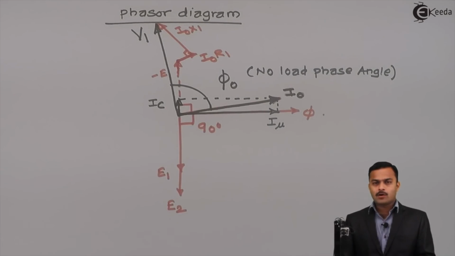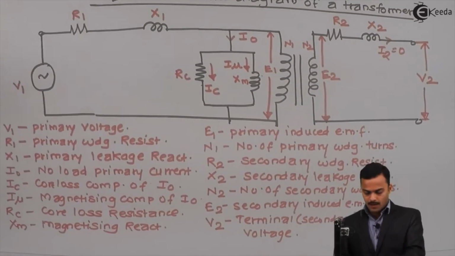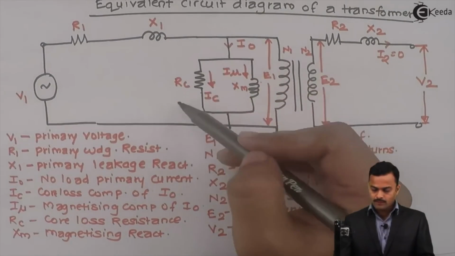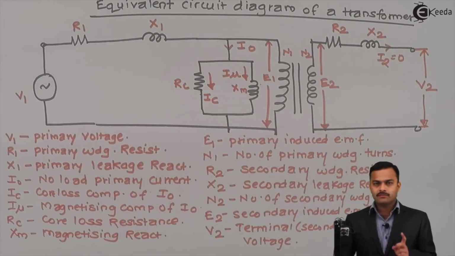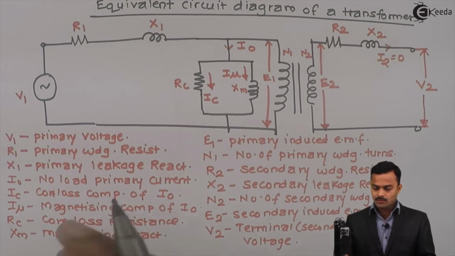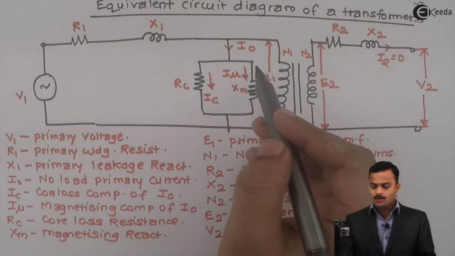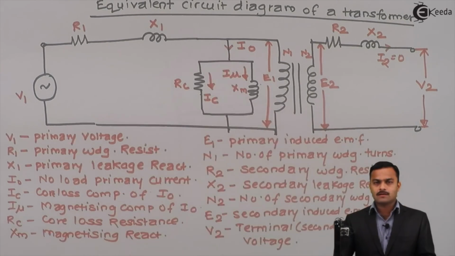This is required because in subsequent videos we are going to see phasor diagrams of a transformer when it is loaded. At that time, as I said earlier, whether transformer is loaded or not, this part of equivalent circuit will always be there, because we need to produce a flux, and if flux is getting produced, there will be core losses happening. Hence, we always get this part of equivalent circuit diagram of a transformer, whether it is loaded or not.